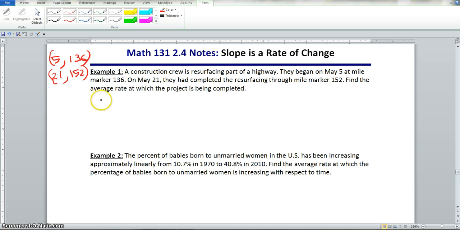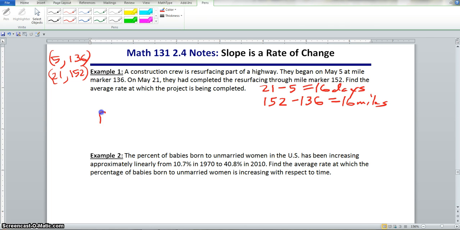First, we could ask this question. How long did it take in days for us to get to the mile marker 152? If we look at that, we would take 21 minus 5, and that would give us 16 days. We started on the 5th, ended on the 21st, so we'd take 21 minus 5, which gave us 16 days. Now, we want to figure out how far they have gone in miles. So we would take the 152 mile marker minus the 136 mile marker. 152 minus 136 gives us 16 miles.